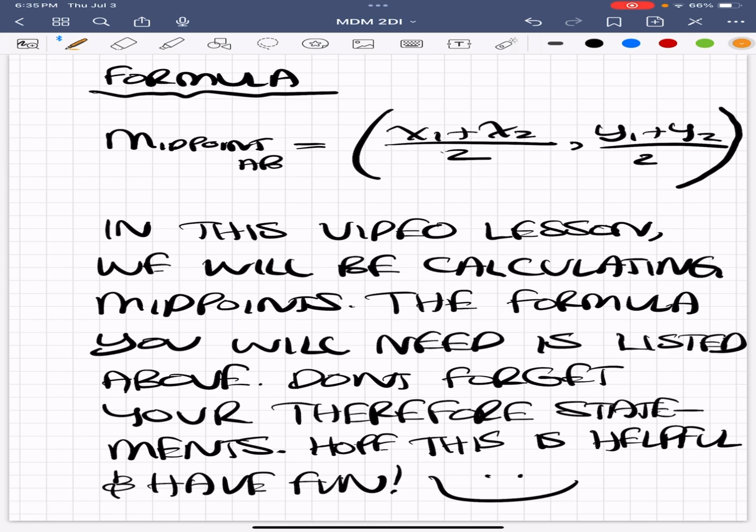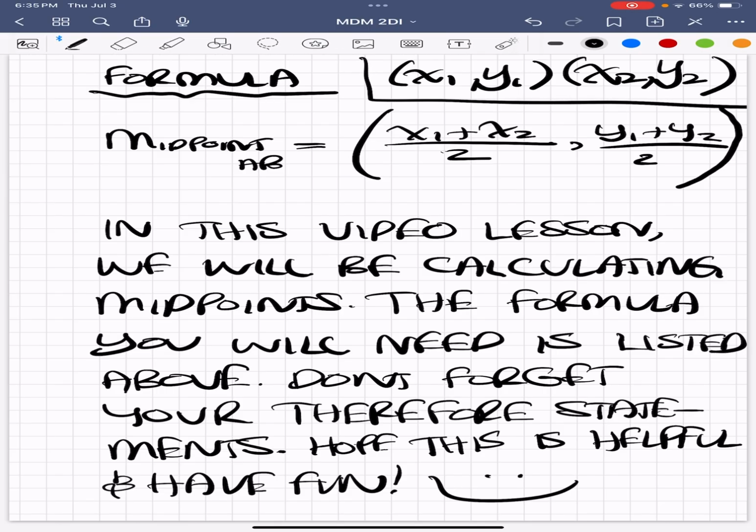Alright, so we have the formula here. So it's capital M, midpoint of AB. And with midpoint AB, you're probably going to get two pairs of points, x1, y1, and then x2, y2. So there are your points. And if we were to draw a diagram, it would just be a line. And the midpoint is right there. Write the word midpoint.